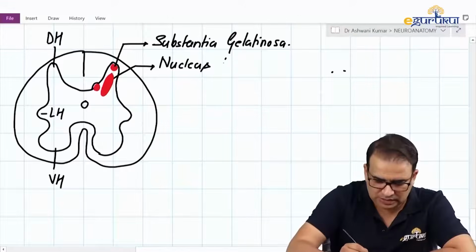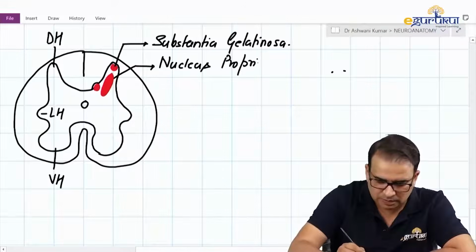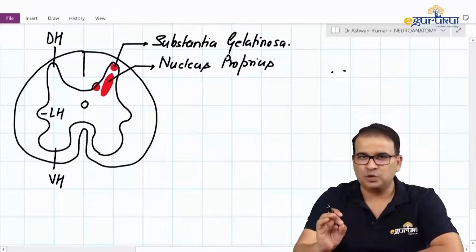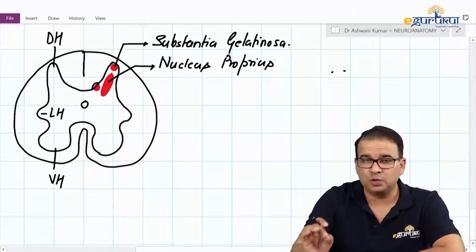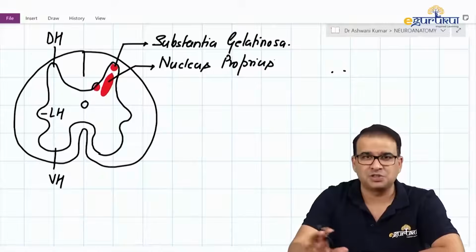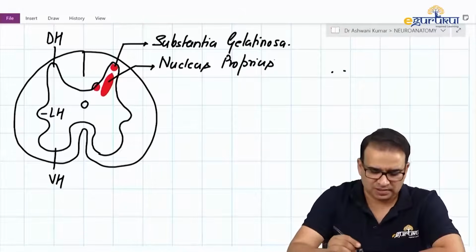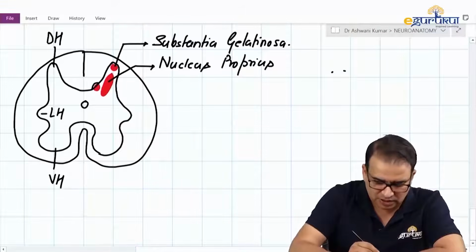Then we have this nucleus proprius. You can note separately that nucleus proprius is the largest nucleus in the gray matter of the spinal cord. It's a big nucleus, the largest nucleus in the gray matter of the spinal cord.